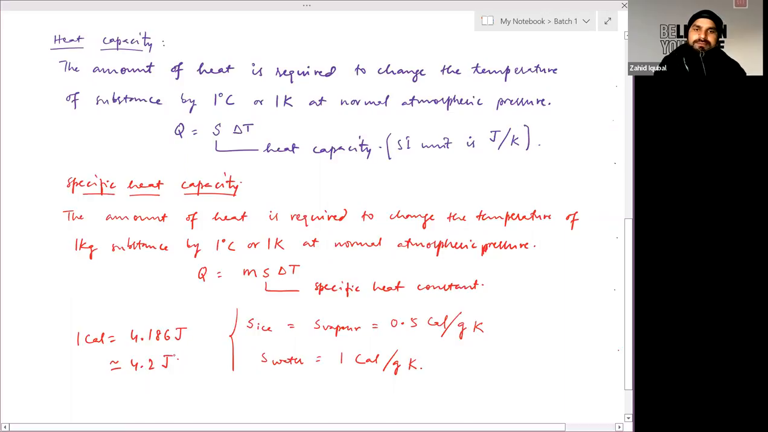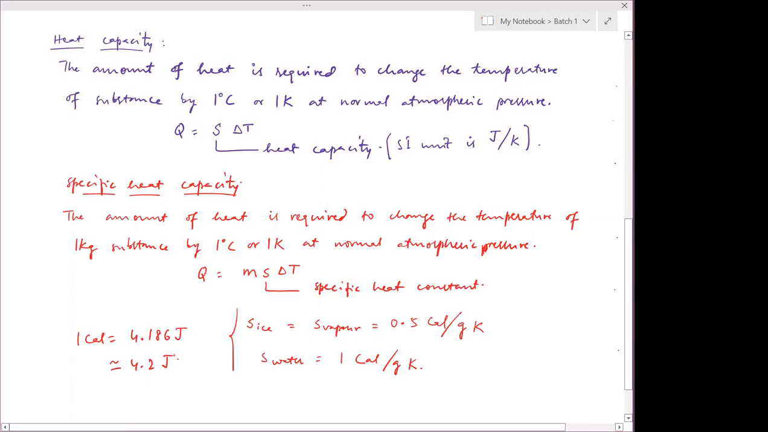Hamza, is it clear? Yes, sir. Okay, just write it down to this part.